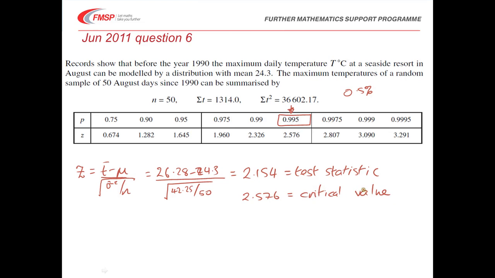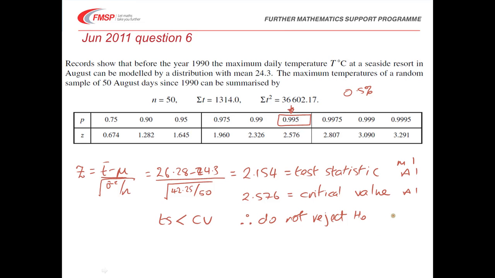Just to show you where we're at this point. We've now got another method mark for working out your test statistic, followed by your accuracy mark. You then get another accuracy mark for finding your critical value. So what we now comment is that your test statistic is less than your critical value. This means you're not in the critical region, so therefore we do not reject H0.